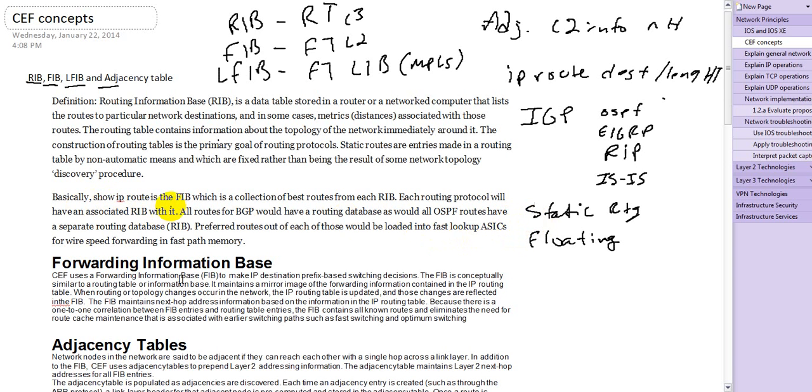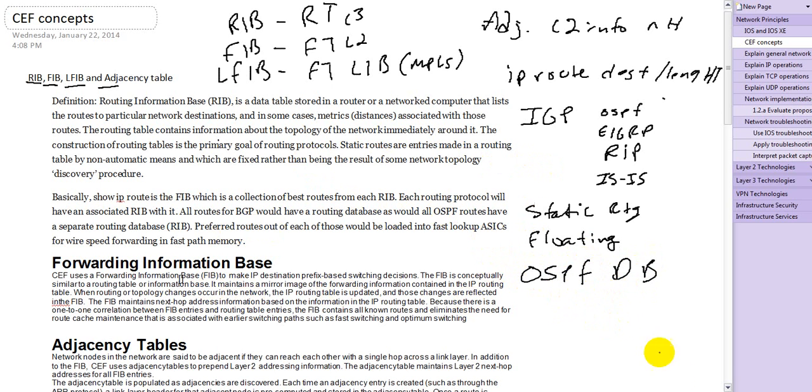Now basically a show ip route is the FIB, which is a collection of best routes from each RIB. So each routing protocol will have an associated RIB with it. All routes for BGP will have a routing base, as would all OSPF routes. So it's going to be a database. With OSPF, it's going to be the OSPF database, which if you do a show ip ospf database, you're going to get the output of what's going on in there.